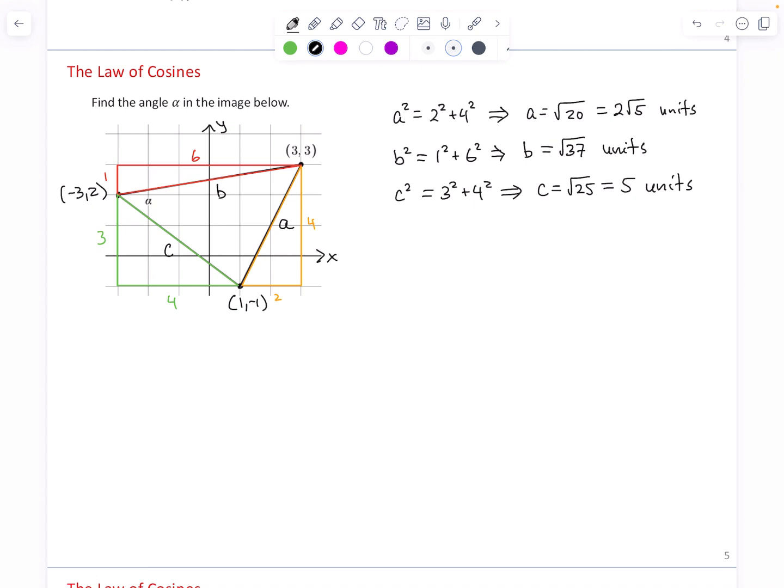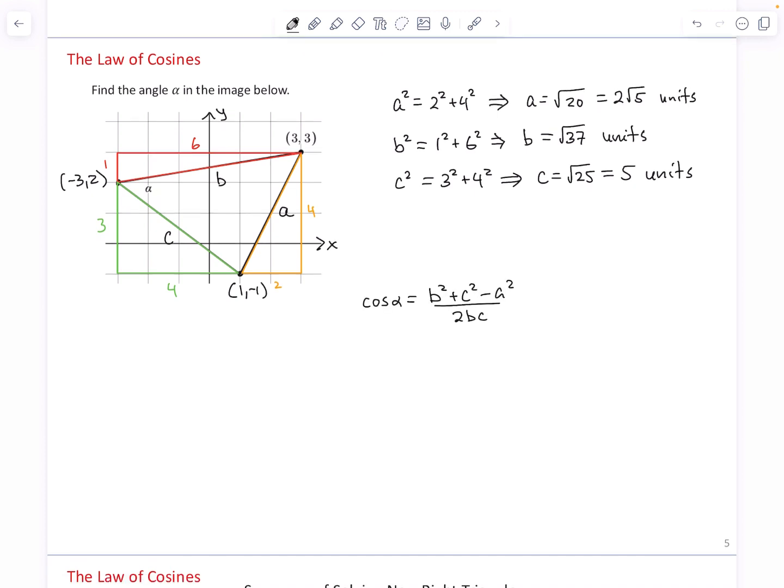So I'm going to use the version of the law of cosines where cosine of alpha has been isolated. Therefore, alpha is the arc cosine of B squared, which is 37, plus C squared, which is 25, minus A squared, which is 20. It's easy to square all of these radicals, just remove the radical. Divided by 2 times B, which is radical 37, times C, which is 5.